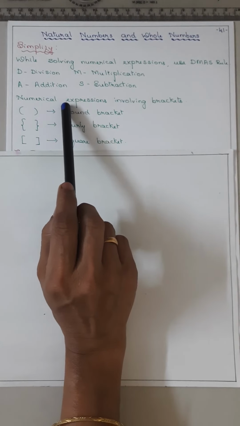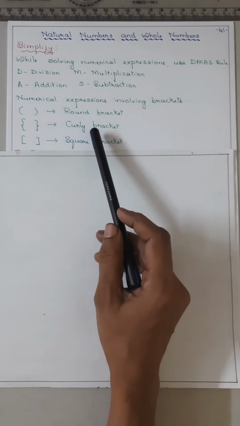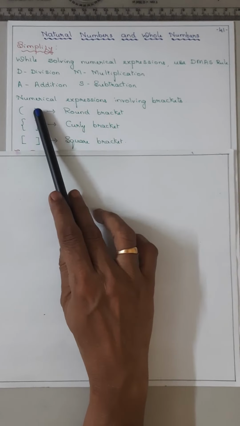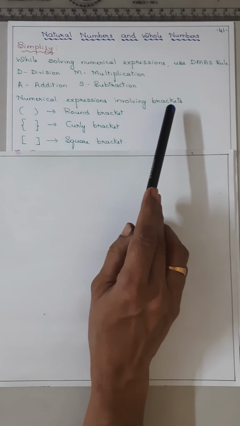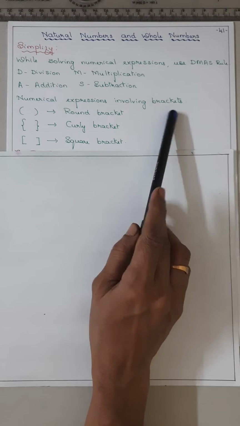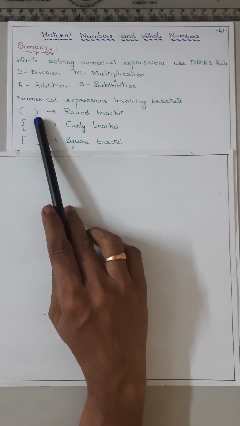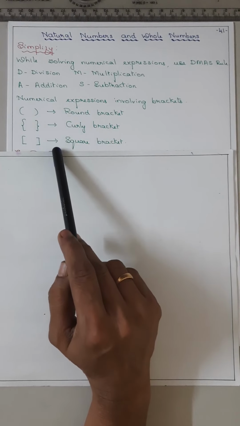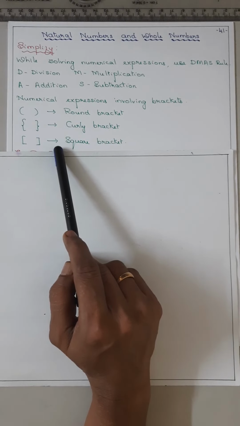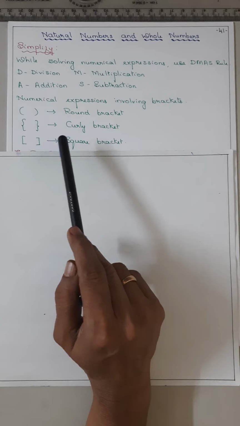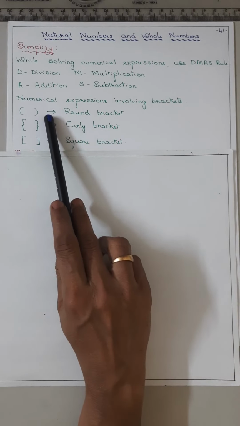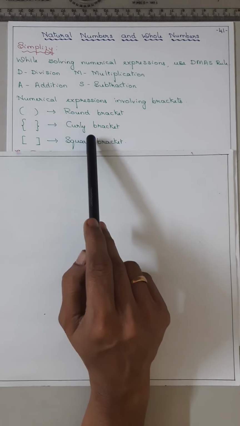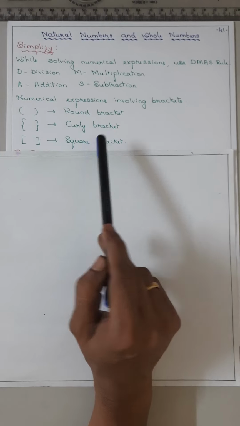Now this year you will be having brackets also. So, numerical expressions involving brackets. The innermost one is the round bracket, next the curly bracket, and then the square bracket. So it is from inside to out: round bracket, curly bracket, and then square bracket.